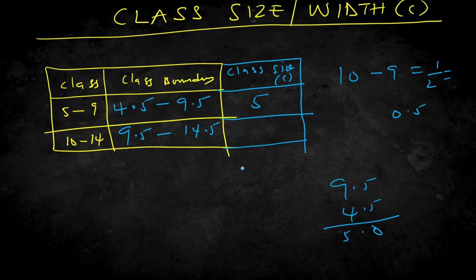Let's talk about the second one. 14.5 minus 9.5, so we have 5. So this side too is 5. So the class size here is 5, here too is 5. So remember that no class boundaries, no class size. That's that.